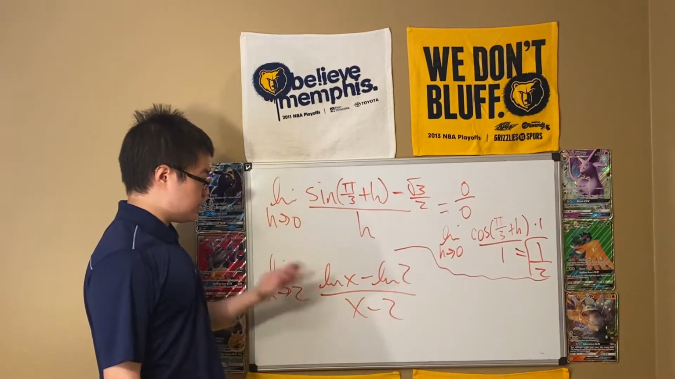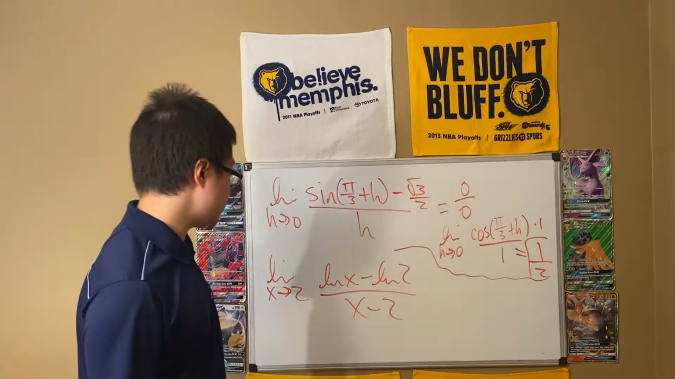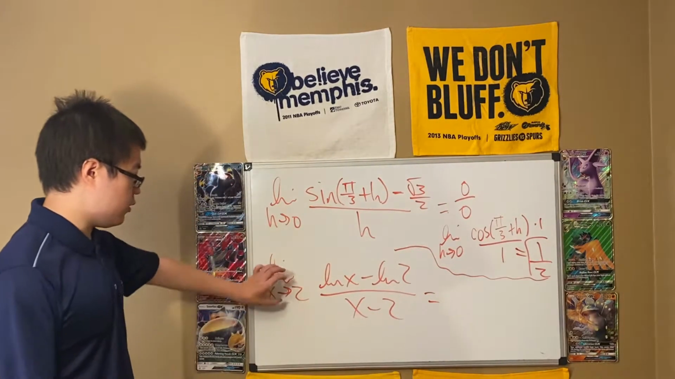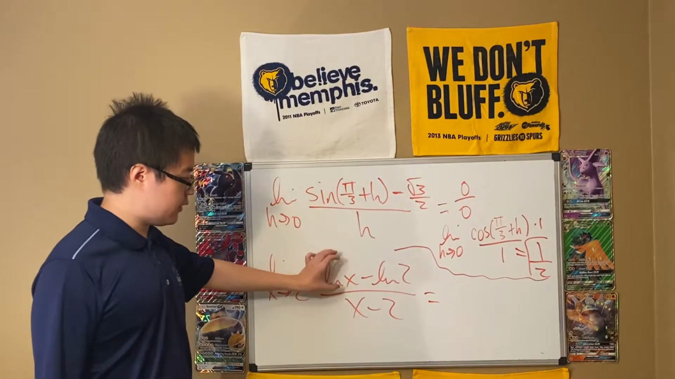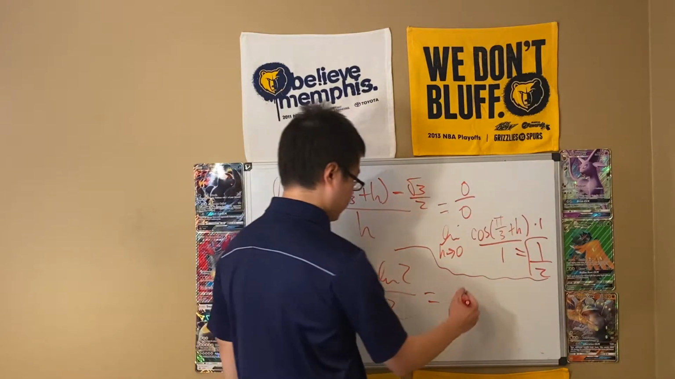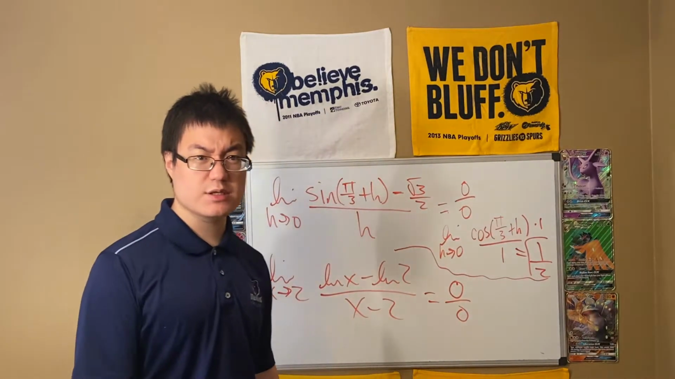Same thing with this question. This question isn't as bad either. You just have to be careful of one little thing, which I'll mention when we get there, because I like to help you guys out. So what's this question? Well, we're going to plug in 2. We get ln of 2 minus ln of 2. Anything minus itself is 0. Same thing with the bottom. So we are ready to L'Hopital this question. We do get 0 over 0.